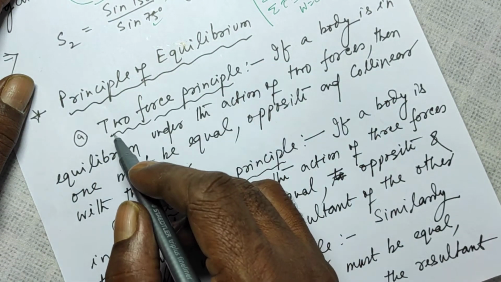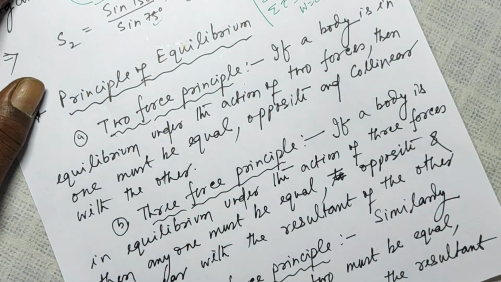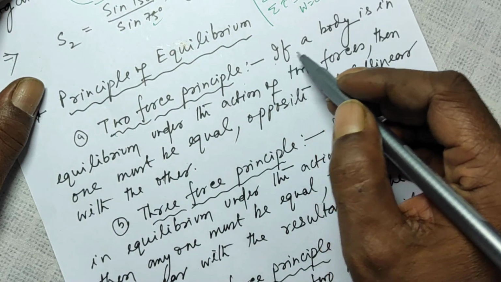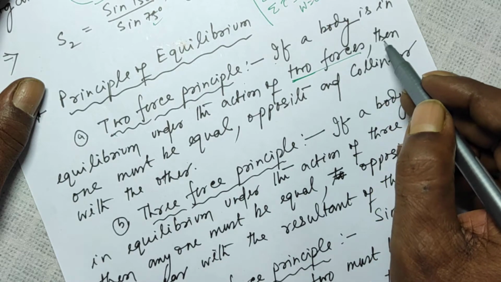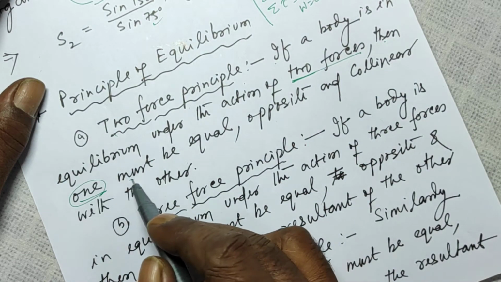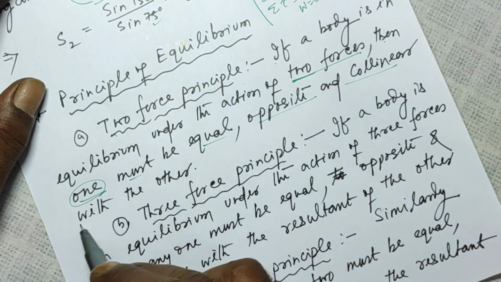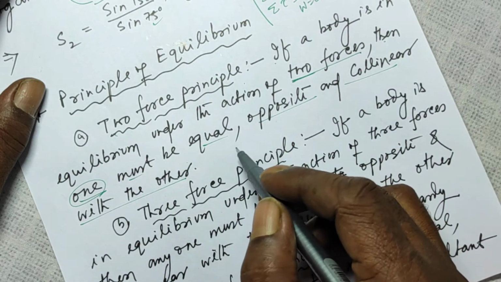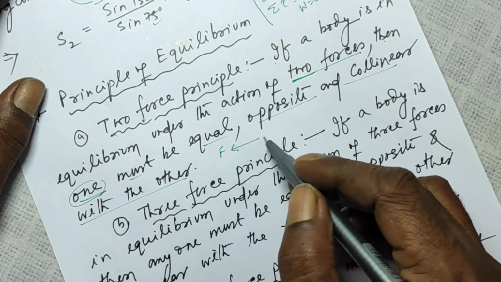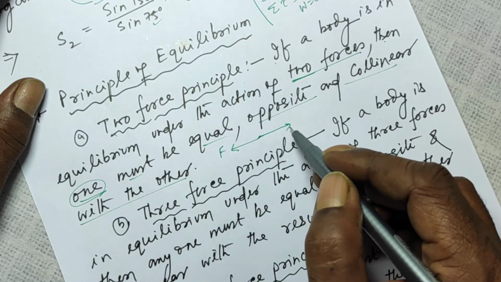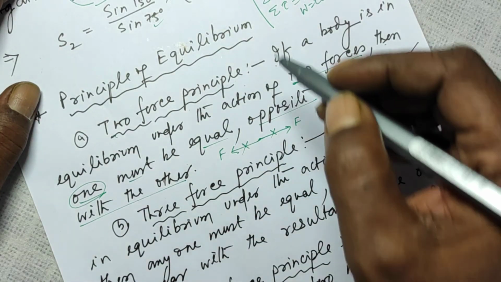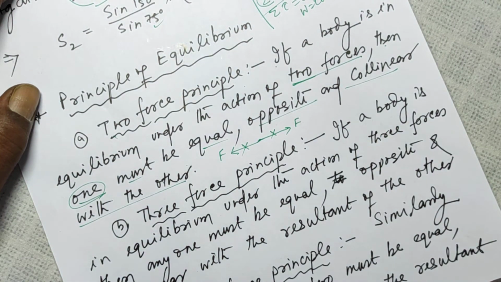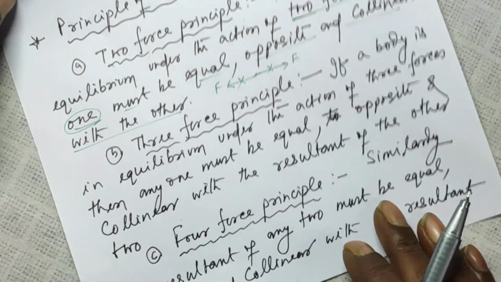Now, the principle of equilibrium, the two-force principle: if there are two forces acting on a body and the body is in equilibrium, then one must be equal and opposite and collinear with the other. Then only it will cancel. If there is a force to this side, there must be an equal and opposite force exactly to the opposite side, so they cancel, so the net force on it is 0. That is sigma F is equal to 0.